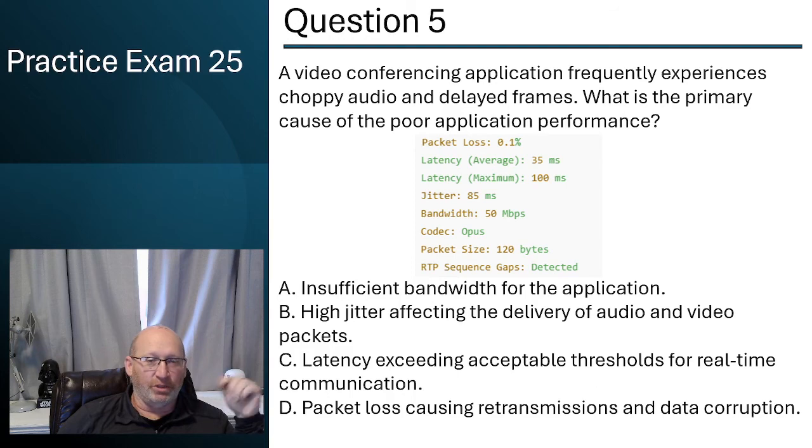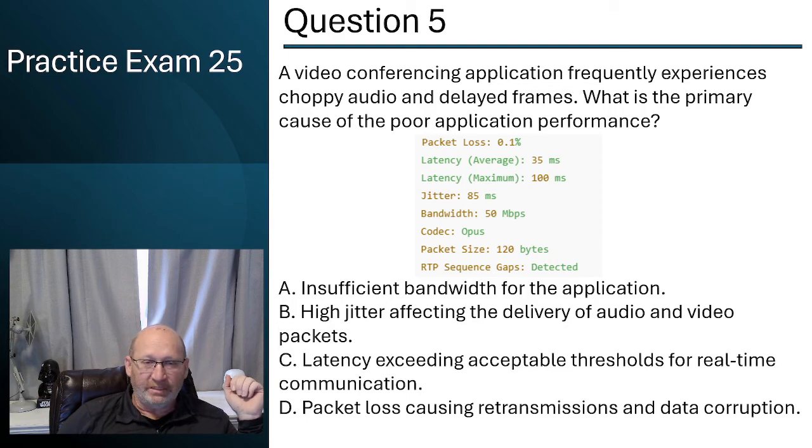Because there's so much going on in this log, how I would answer this one if I was looking at an exam is I'd start with A and I go, okay, insufficient bandwidth for the application. Where's my bandwidth? It's at 50 megabytes per second. There is almost no application that I could possibly think of that requires more than 50 megabytes per second. I just don't see it. And so A, out the window. Obviously not going to be, in my opinion, a good answer for this one.